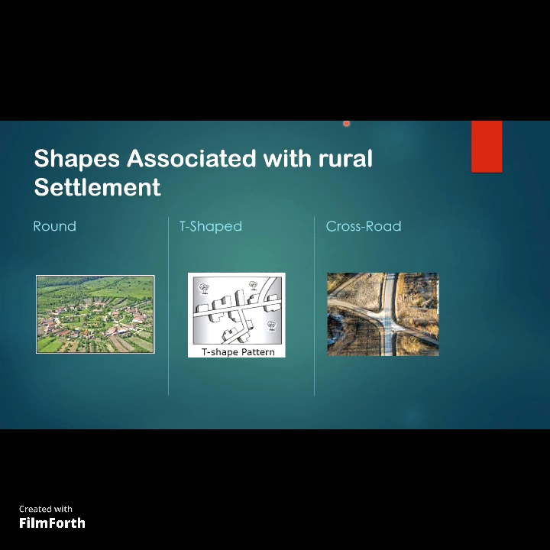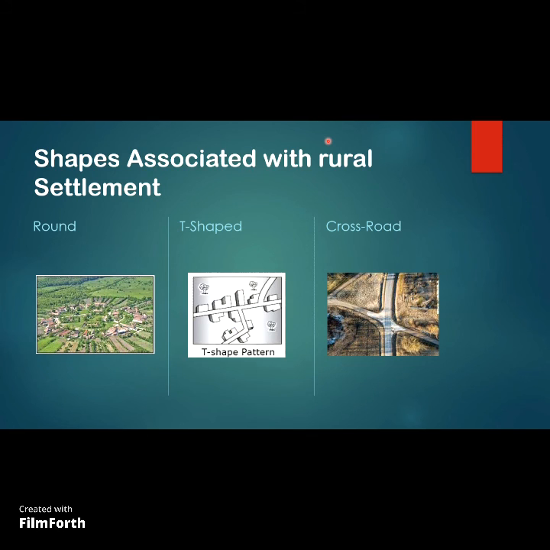Secondly, we have T-shaped settlement. In this situation, houses are constructed at the tri-junctions of the roads. This road somehow meets with another road at the dead end, and the straight going road ends, and you will find the road going to the left and the right. Therefore, it will form a T-like letter. That's why it's called a T-shaped pattern.